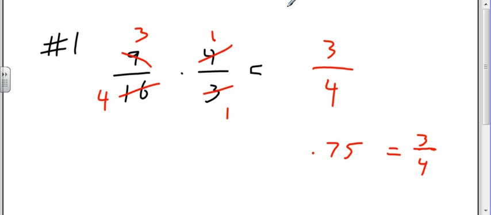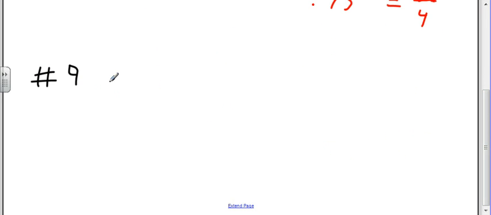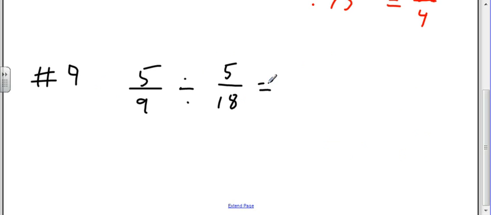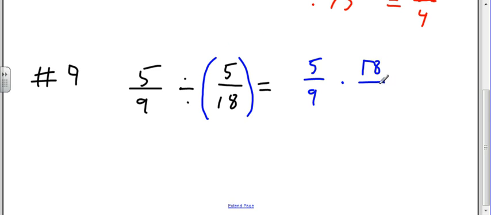We'll go down to 4. Problem number 4, I have 5 over 9 divided by 5 over 18. Again, I would just put this in my calculator. I wouldn't do anything other than that. So I want to put parentheses around this guy when I put it in my calculator, or it would do it wrong if I didn't put those parentheses in. Anyway, I've got 5 over 9 times, I inverted and multiplied, 18 over 5. My 5s can go away, 9 can go into 18 twice, and I end up with a 2.